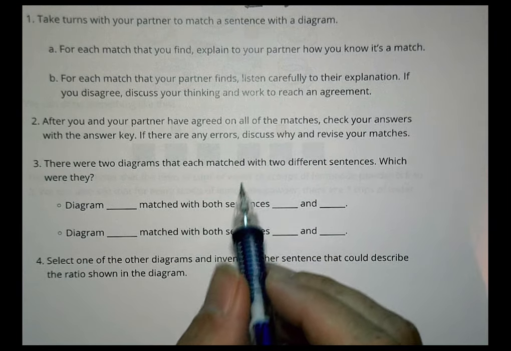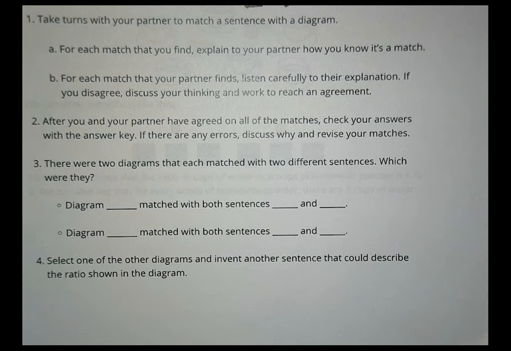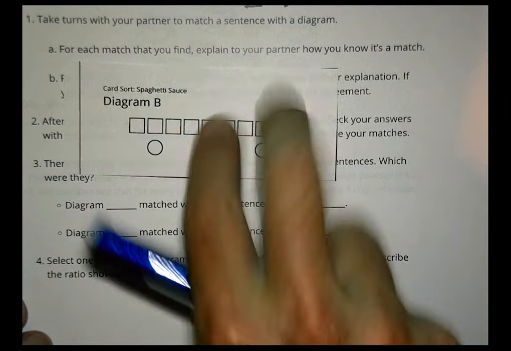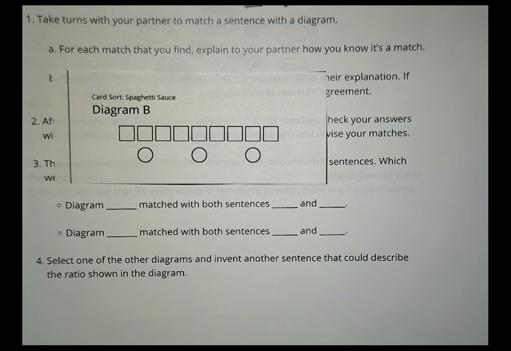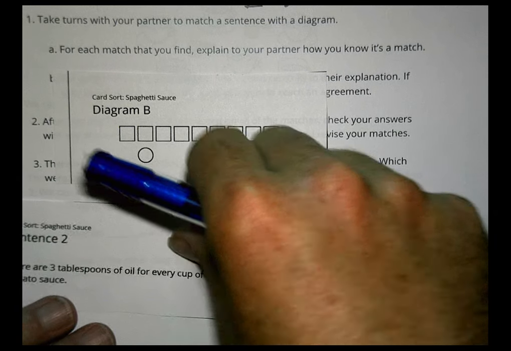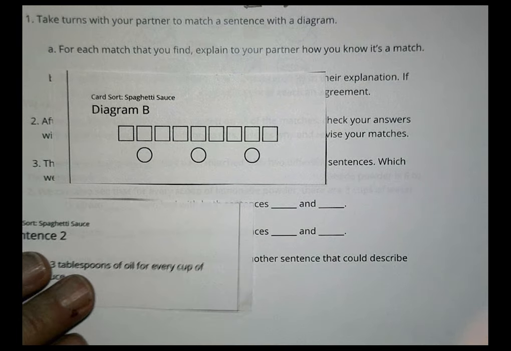Which were they? Okay, so what we saw was that diagram B, find B here for you real quick. B, where did B go? Nope, that's F. I'm going to find them all but B. It'll be the last one, I'm sure. Yep, there it is. Diagram B actually matched with a couple different sentences. It matched with sentence number 2, which I can't find right now. There it is, there, 2. And it matched with sentence number 8.